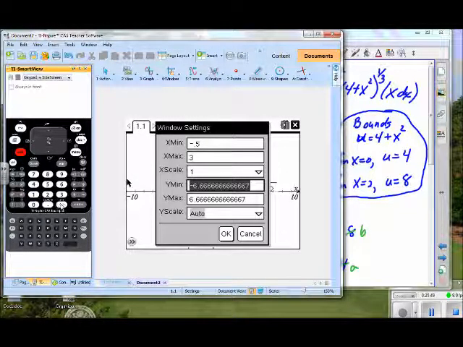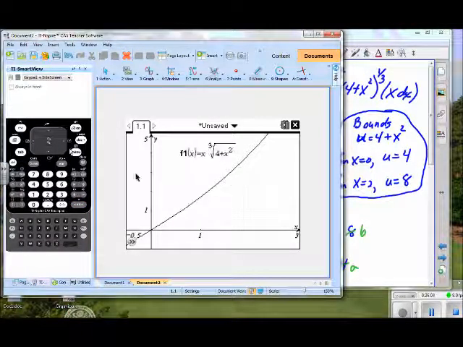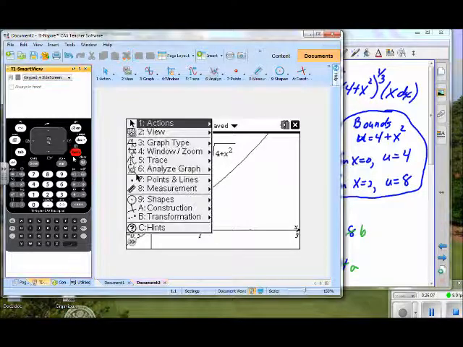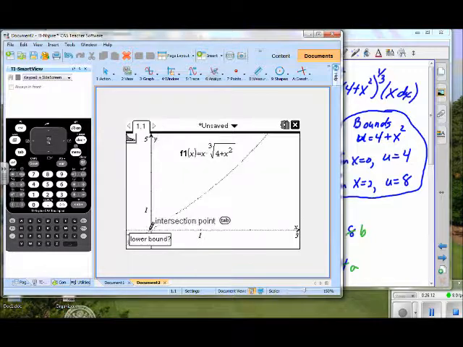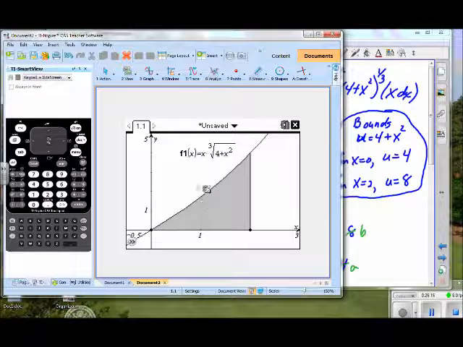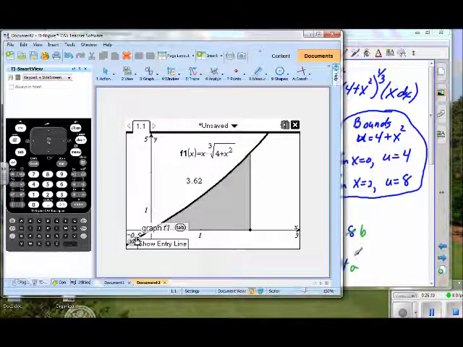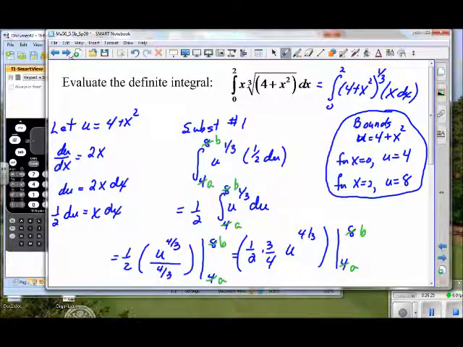From, well, let's say negative 1 to 5, scale 1. And if we look at that, our area, we're going to want to find the integral from approximately 0 over to 2. And in fact, that area is close to 3.62. Okay, so let's go to our next problem.